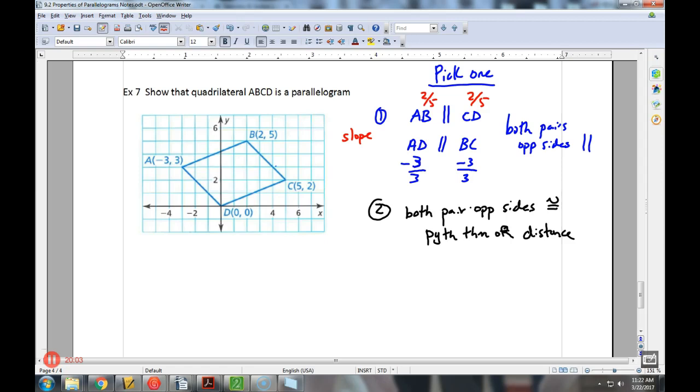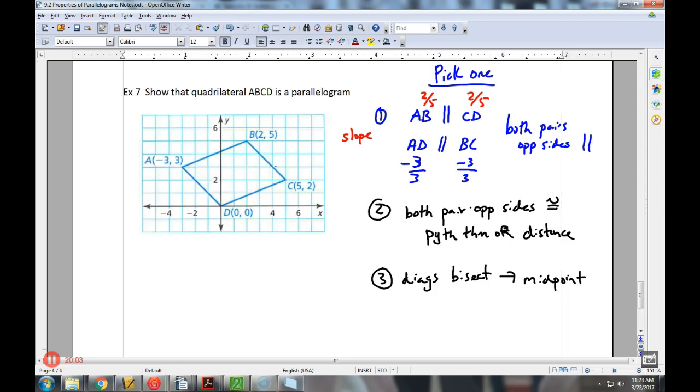I could prove that diagonals bisect. If I wanted to go that route, like we did in the above example, I could show that diagonals bisect. And for that one, I'd have to use the midpoint formula. And I'd have to show that they cross at the same midpoint for each other.